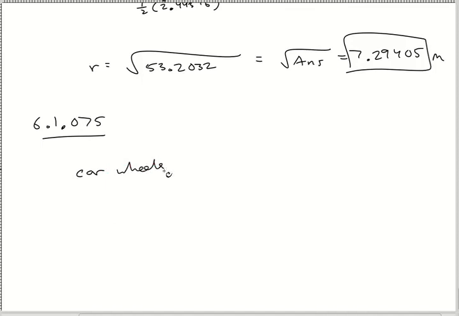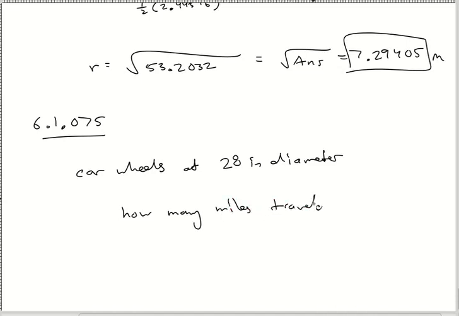So, car wheels at 28 inches in diameter. You could tell it was a word problem. So we have some car wheels at 28 inches diameter. How many miles traveled if you were to revolve it, or it revolved 10,000 times.